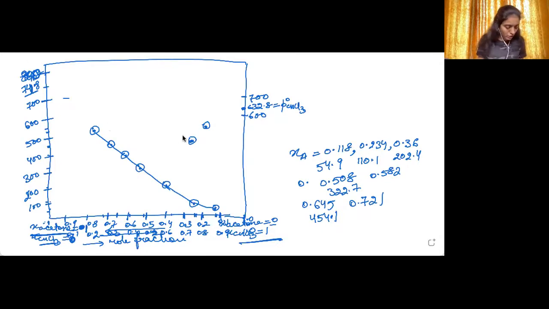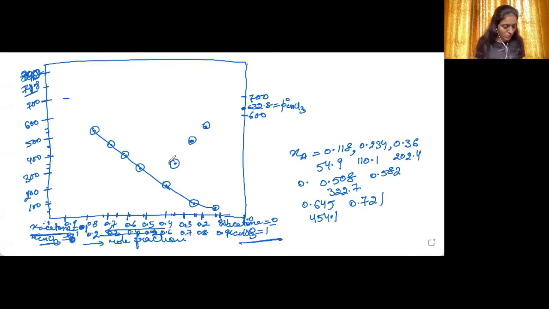Now, next is when the mole fraction of acetone is 0.36, approximately here. The value of vapor pressure of chloroform at that point is 359.7. It will be like this.